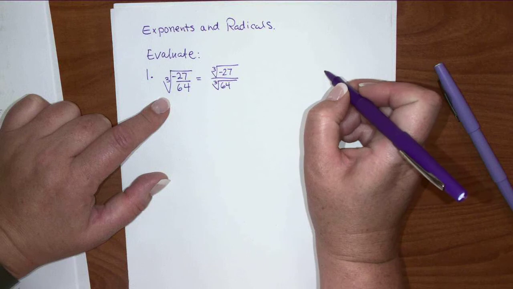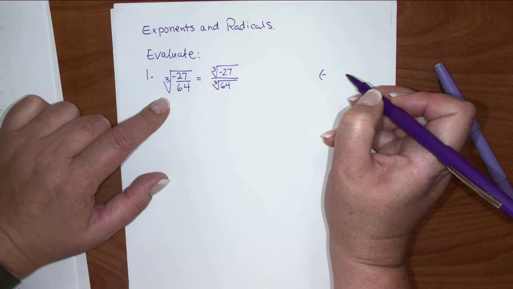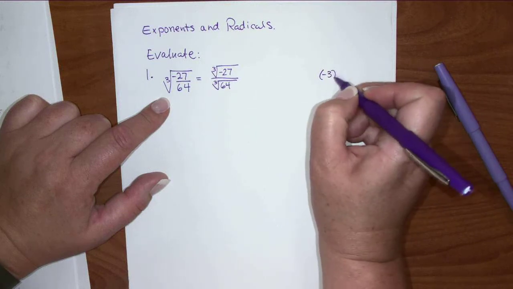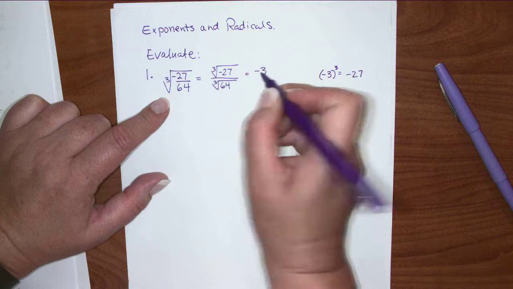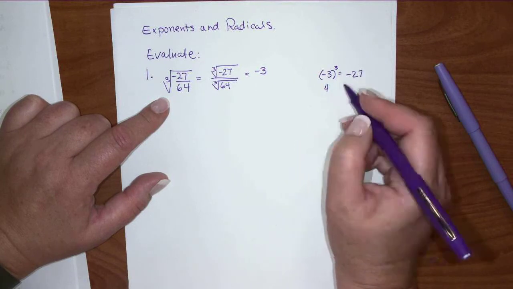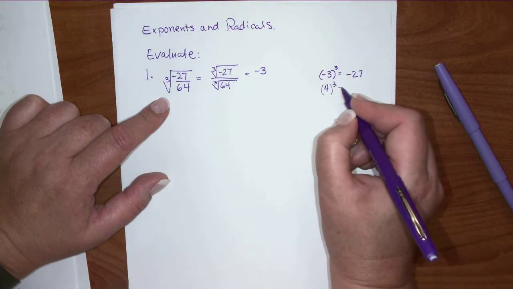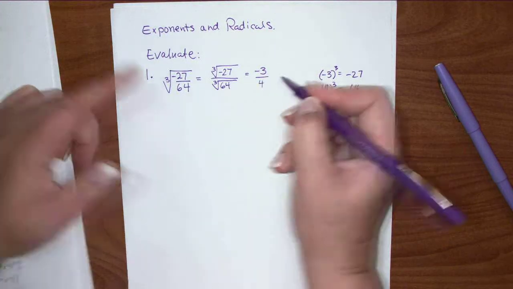So 27, three numbers, the same three numbers that multiply to give 27, negative 27. Has to be negative 3. 3 times 3 times 3. So this will be negative 3. A 64. It is 4. You could double check, but it is 4. And that would be it.